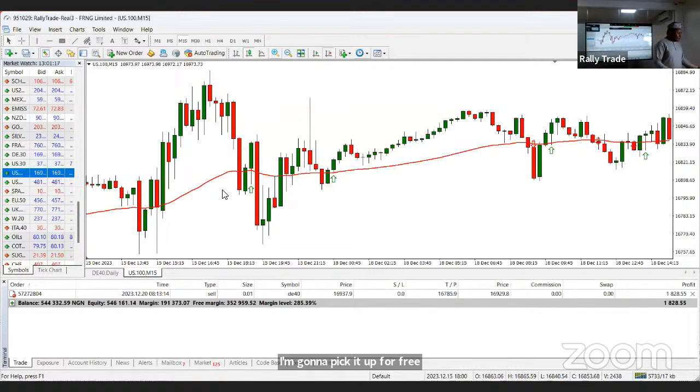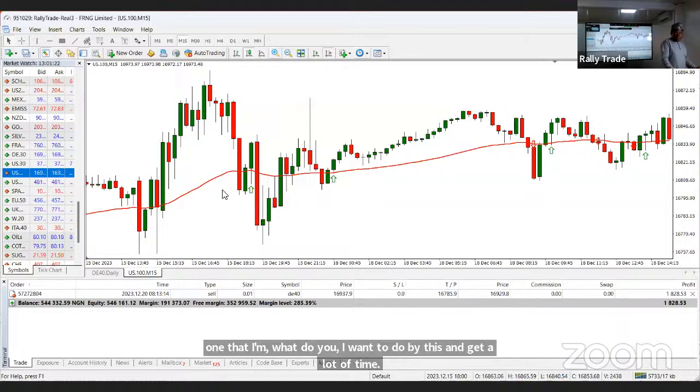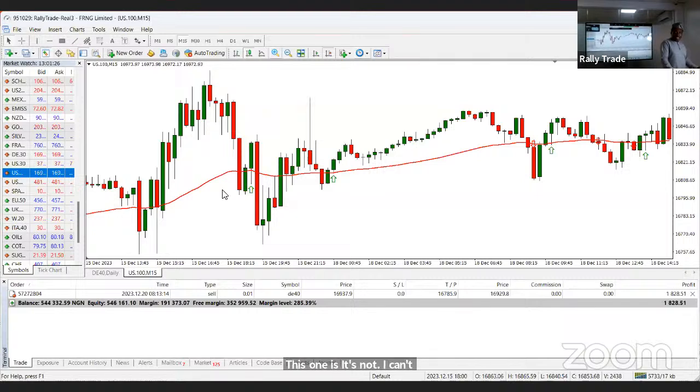How much did you buy this indicator that time? This one is cheaper than the Gartley. It's not that expensive. I can't remember. 2,000 naira. Okay, maybe dollar. Yes, that's a lot on laptop.